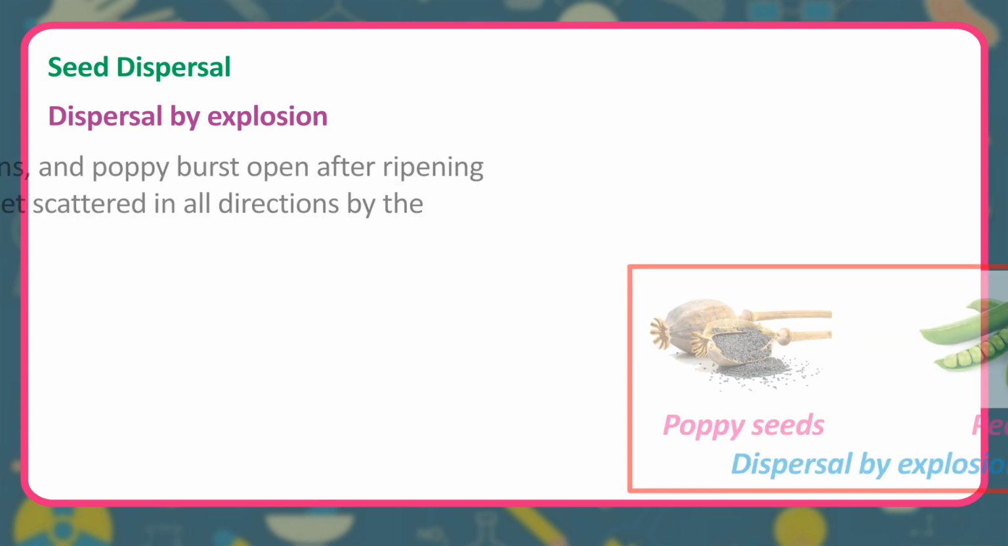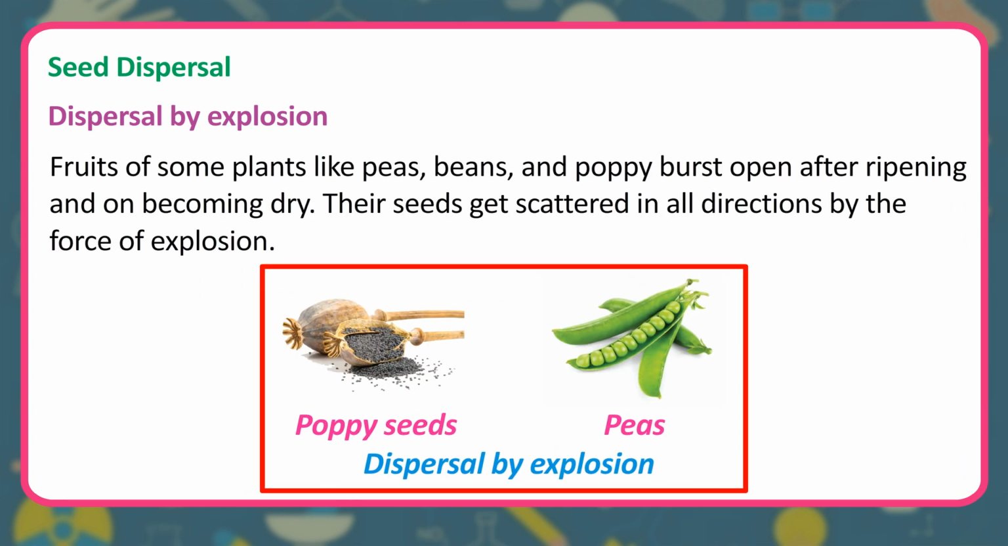Dispersal by explosion. Fruits of some plants like peas, beans, and poppy burst open after ripening and on becoming dry. Their seeds get scattered in all directions by the force of explosion. Poppy seeds. Peas.